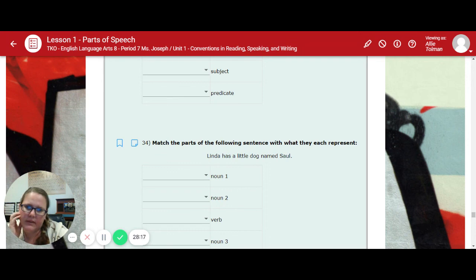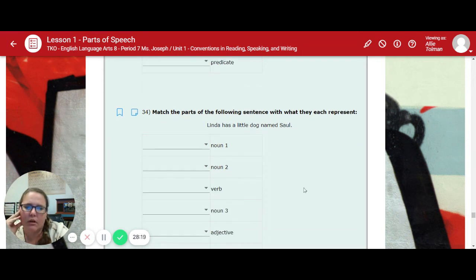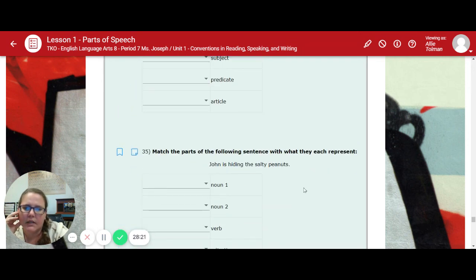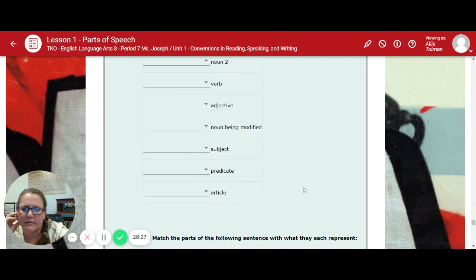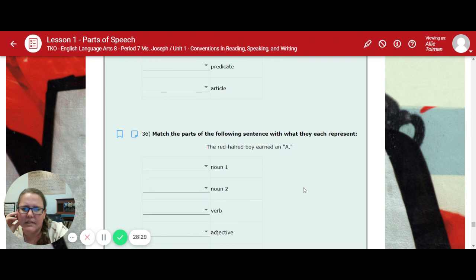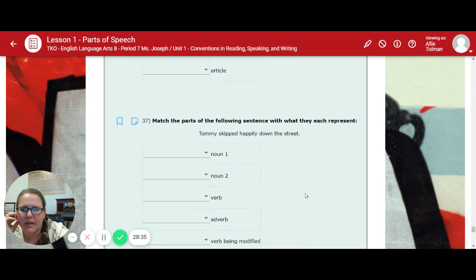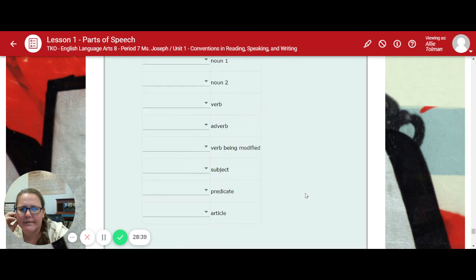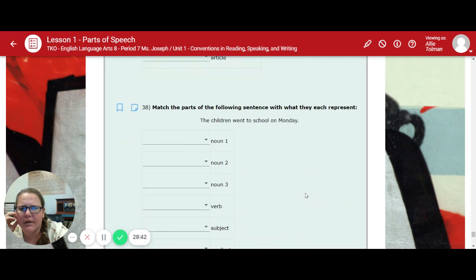34 is the same. Linda has a small dog named Saul. 35. John is hiding the salty peanuts. 36. More of the same. The red-haired boy earned an A. 37. More of the same. Tommy skipped happily down the street. 38. The children went to school on Monday.